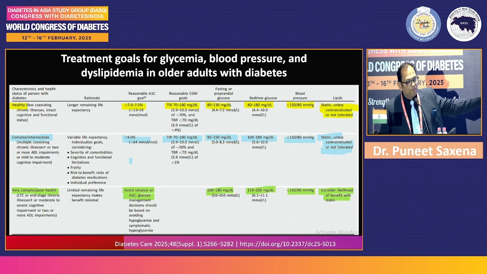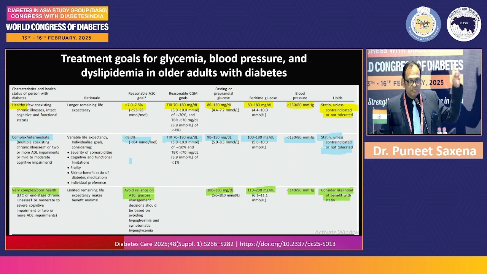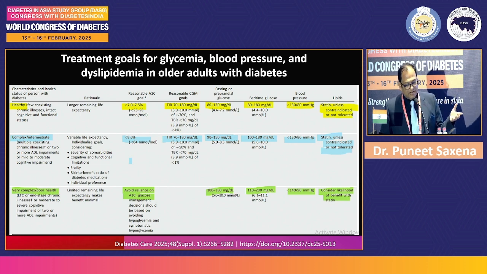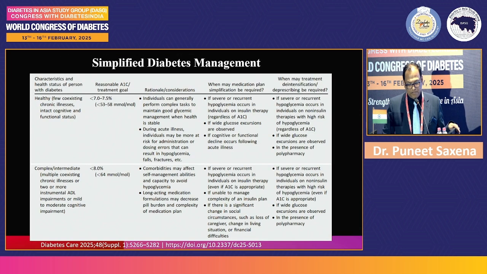Blood pressure of 140 by 90 in group 1 and 150 by 90 in group 3 by ADA. Statins to be used in group 1 and group 2, and in group 3, if you feel like, use a statin. And similarly, the HbA1c we have already discussed: less than 7.5, 8 and 8.5 respectively in the three categories. So you have to have a simplified diabetes management.